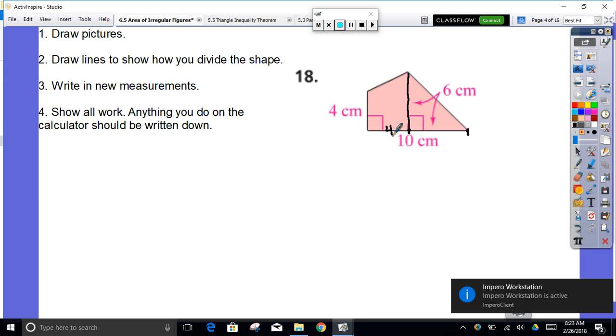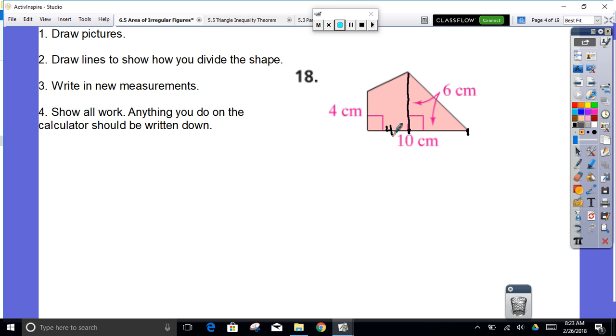Okay, so let's start with the area of the trapezoid, and I'm going to have to write out more than just a T, so I'm going to do area of the trapezoid is 1/2 base 1 plus base 2 times the height.